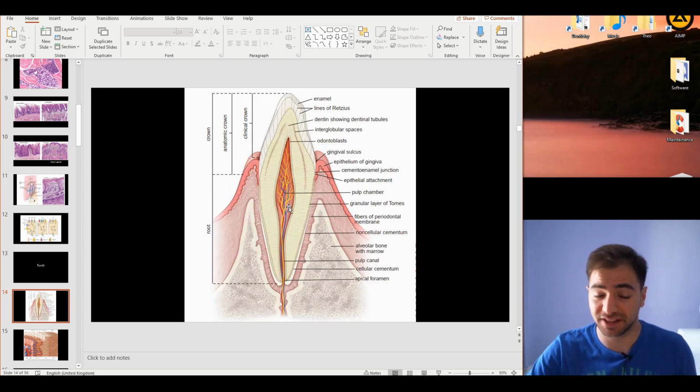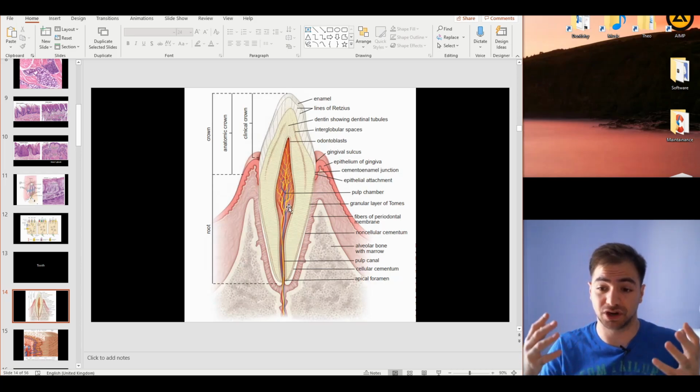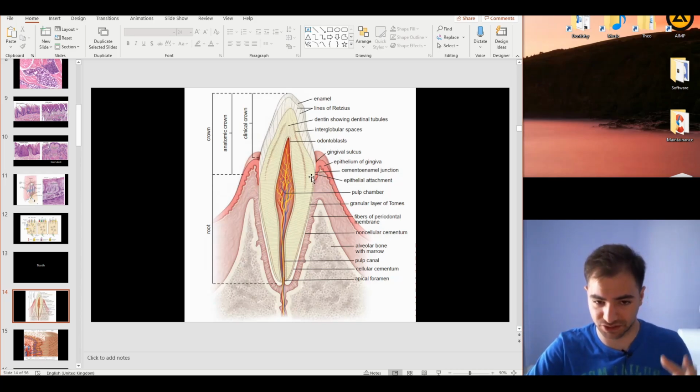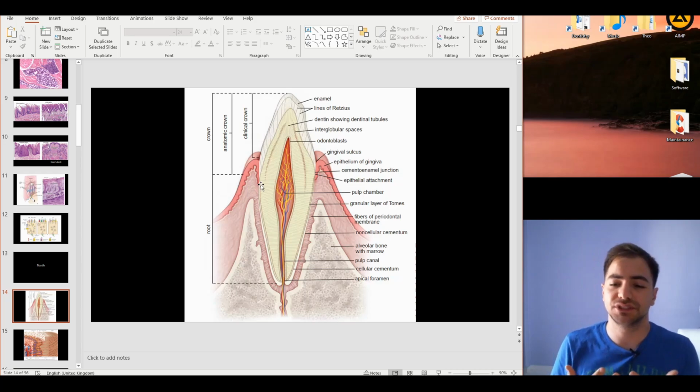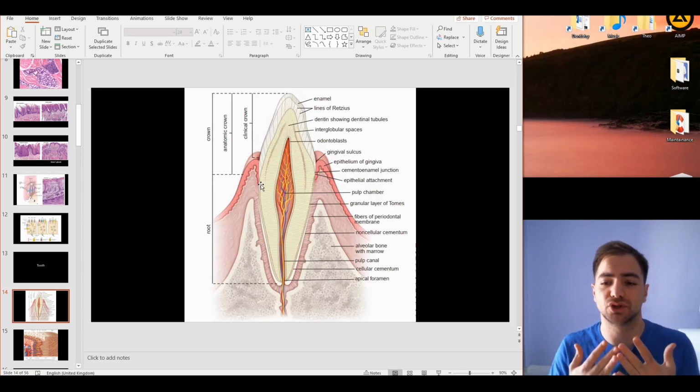Now, the last dental hard structure we're going to see is the cementum. The cementum is a structure that lines the whole root, and in fact, there are two different types of cementum: the acellular cementum and the cellular cementum. The difference is, first of all, the location, and second of all, as the name suggests, the presence of the cells that produce cementum. Of course, the cementum is produced by the cementoblasts.